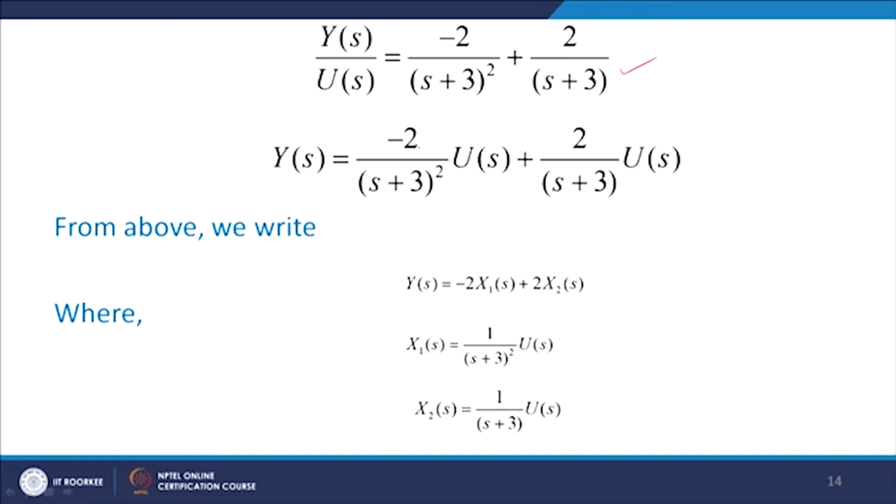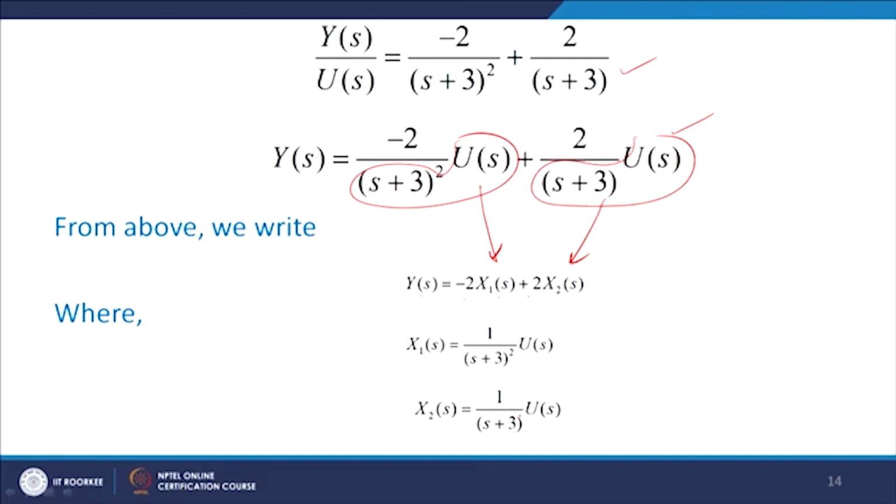Y of s equals minus 2/(s plus 3) whole square U of s plus 2/(s plus 3) U of s. Now, what we have to do? U of s/(s plus 3) square we will write as X1 of s, and then U of s/(s plus 3) we will write as X2 of s. Therefore, what we will get? Y of s equal to minus 2 X1 of s plus 2 X2 of s, and this X1 of s equals 1 by (s plus 3) whole square into U of s, X2 of s equal to 1 upon (s plus 3) U of s.